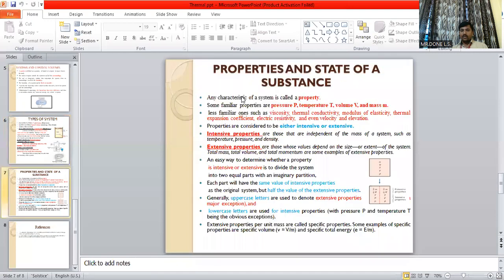See, first of all, we must know what is meant by property. Let us suppose we have considered one open system here. This system consists of water, and we have supplied heat to this system from the bottom side. This is known as a burner. With the help of this burner, we are going to supply heat to the system.